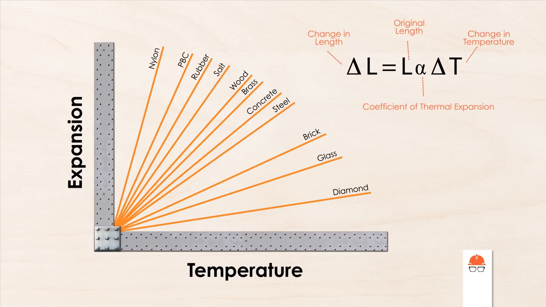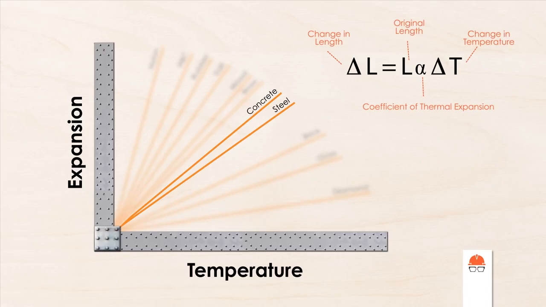Lucky for civil engineers, the thermal expansion coefficients for steel and concrete are nearly identical, which is why we can combine them into the ubiquitous construction material, reinforced concrete, without worrying too much about fluctuations in temperature pulling it apart. But even though they expand and contract at the same rate, they still expand and contract. A perfect example of this is a sidewalk.